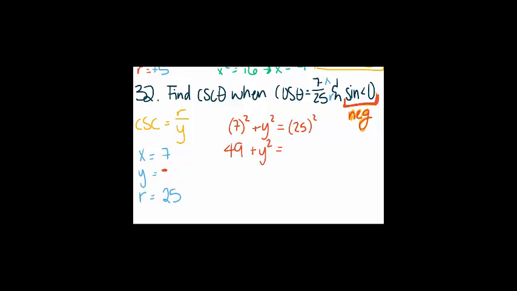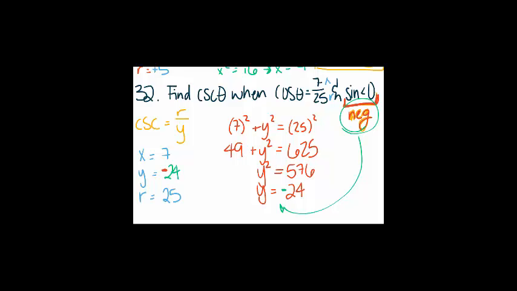So let's see, that's 49 plus y squared equals 625. If we subtract off the 49, we're going to get y squared equals 576. And if we take the square root, y is 24. But because of this piece right here, we're going to make it negative. That has to be a negative 24. Now I have my pieces.